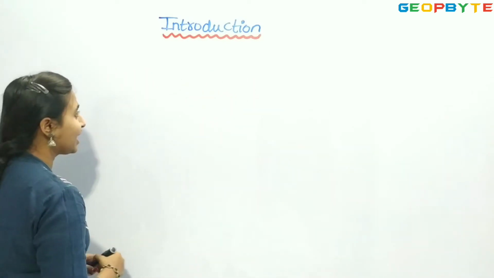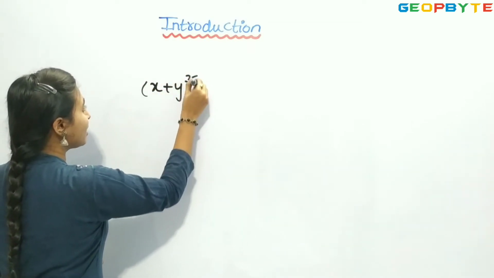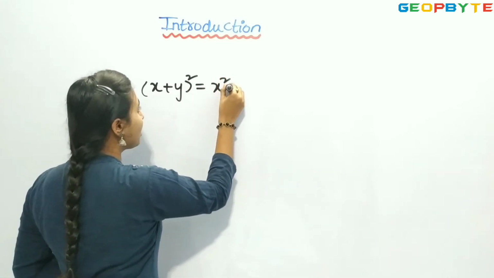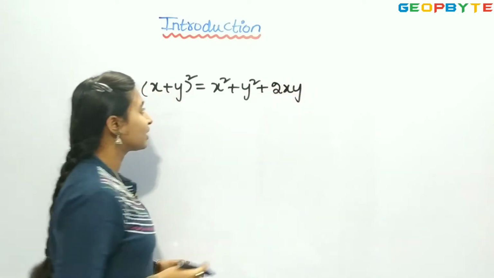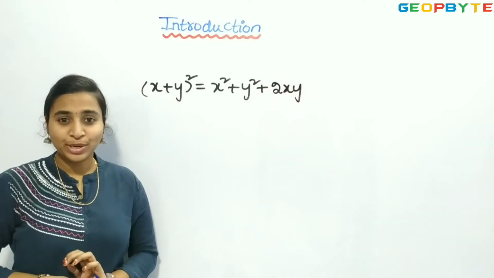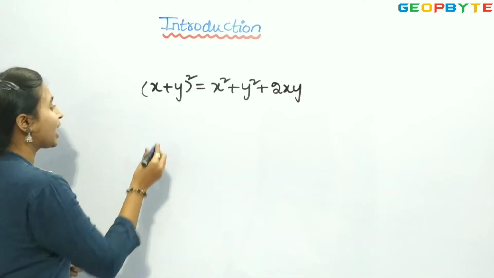In our previous classes, we have seen algebraic expressions, their addition, subtraction, multiplication and division. And we have also seen factorization of algebraic expressions. Some of the algebraic identities are (x + y)² = x² + y² + 2xy. It is in the form of (a + b)² = a² + b² + 2ab. This is one identity.